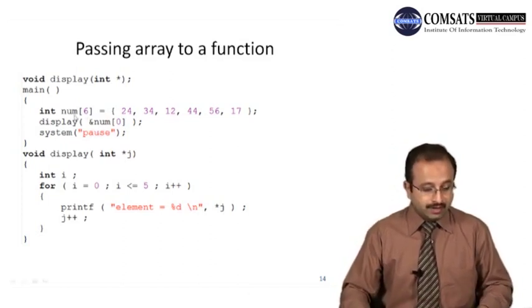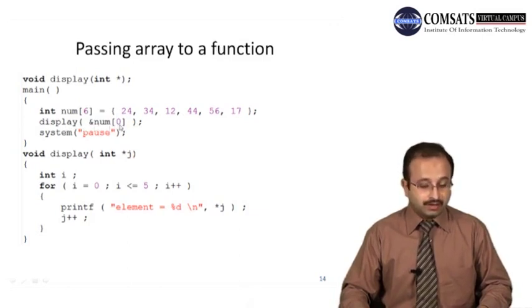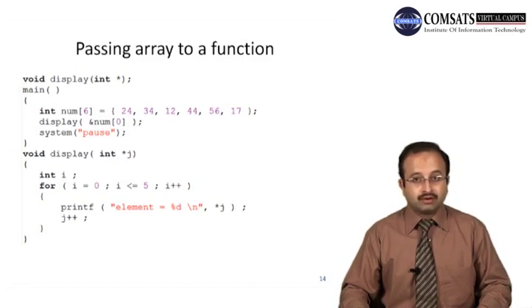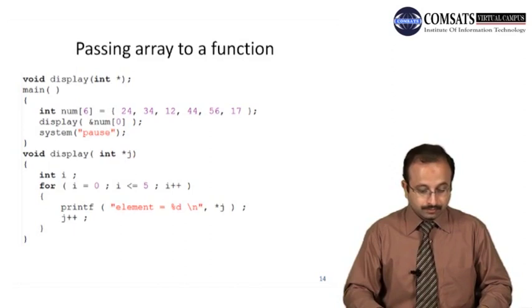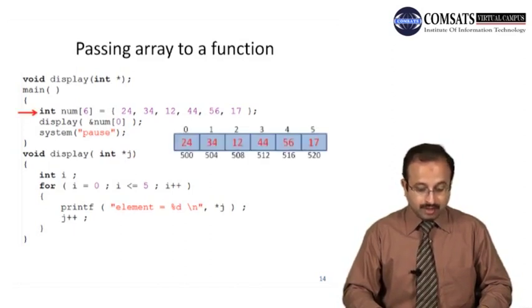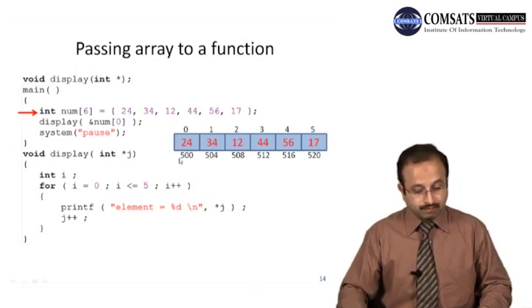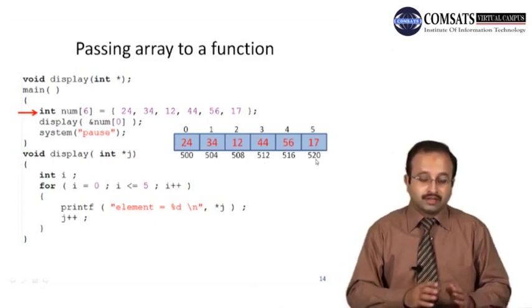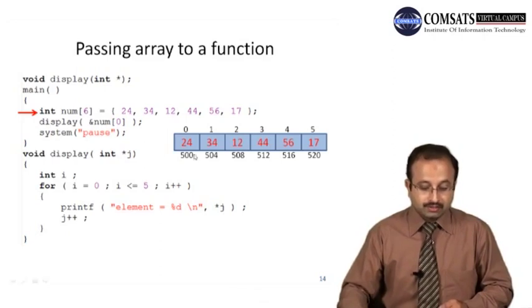So here you can see we have an array num whose size is 6. So there are 6 elements in the array, and we are calling the display function and passing it the address of the first element of that array. That is also called the base address or the starting address of the array. When this statement is executed, memory will be allocated for the 6 elements of the array, and let's assume the addresses are 500, 504, 508, 512, 516 and 520. Now you know why there's a gap of 4 between the addresses.